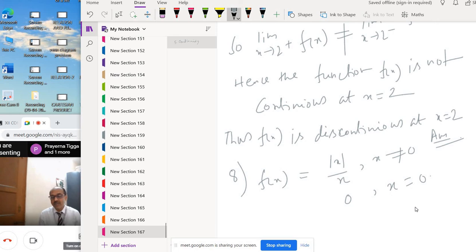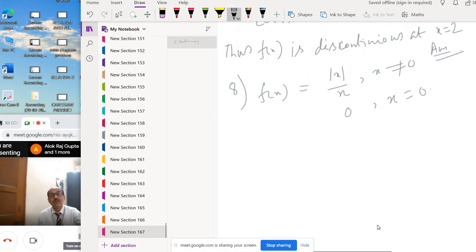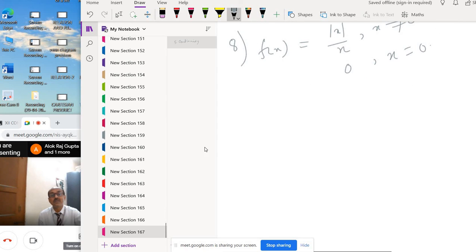So you have to find the left hand limit and right hand limit and see if they are equal, then it's continuous. If not equal, then not continuous. So test at the x equal to 0 point. So this is the question. Now the right hand limit. Right hand limit means plus value. Limit x tends to 0 plus f(x).